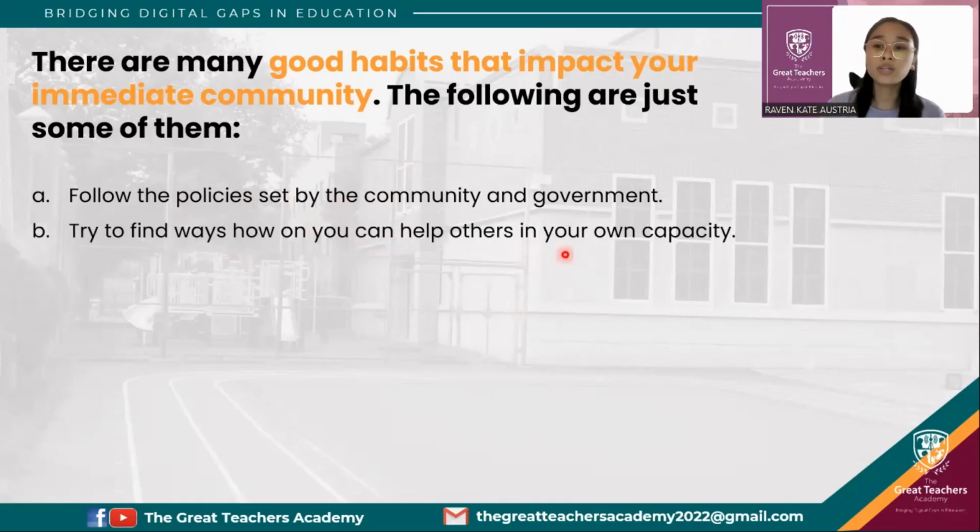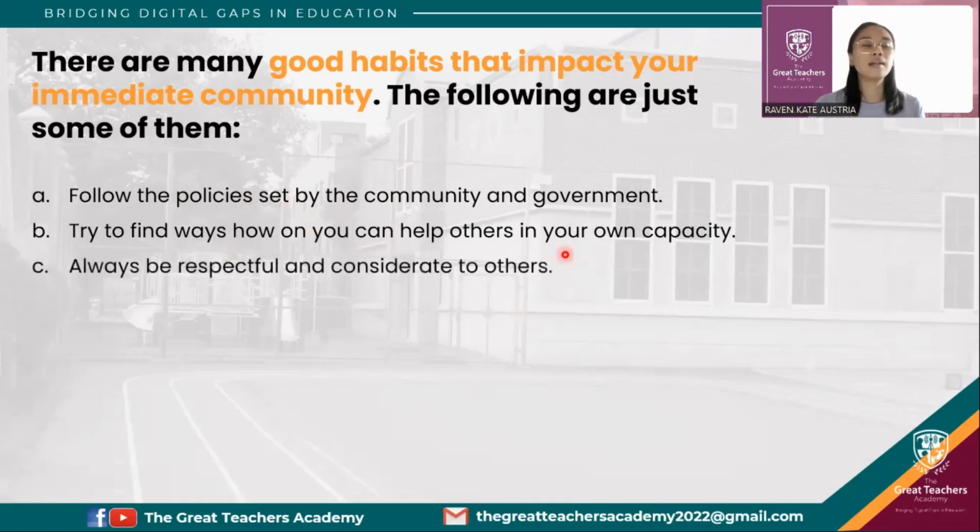Next is, try to find ways how you can help others in your own capacity. So when we say own capacity, ito yung mga kakayahan mo, kapasidad mo. Ano ba yung kaya kong gawin? And with that skills, with that talent, with that interest, paano ko matutulungan yung isang tao? Okay?